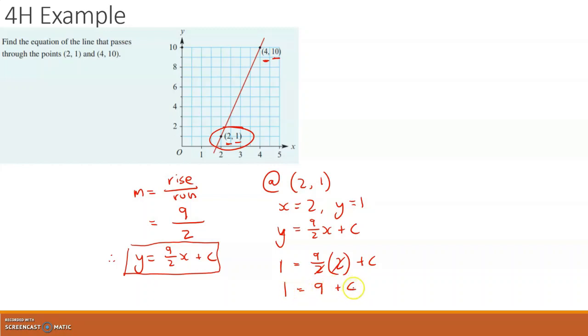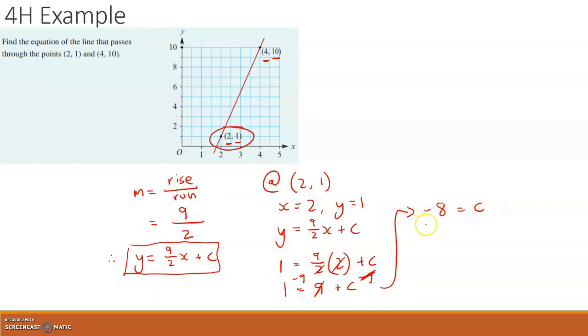I want to get c on its own, so I have to subtract 9 from both sides. And I'm just unfortunately going to have to move my working up here. So I've subtracted 9 from both sides. 1 take 9 becomes negative 8. And then on my right-hand side, I've got 9 plus c take 9. So the 9 and the take 9 cancel each other, and I'm left with c. So what I've got here is c is equal to negative 8.